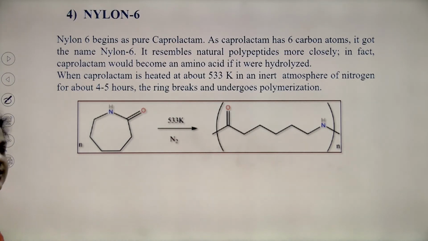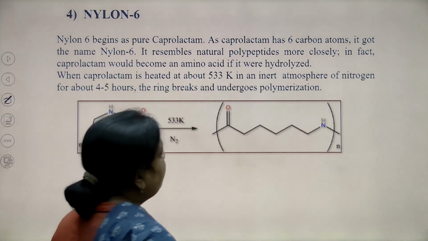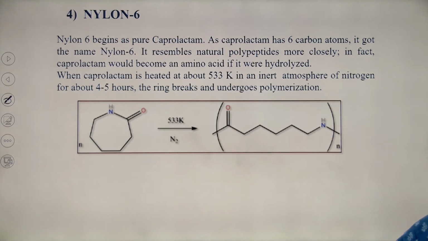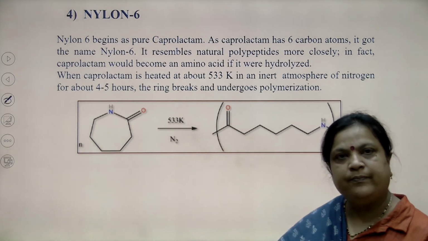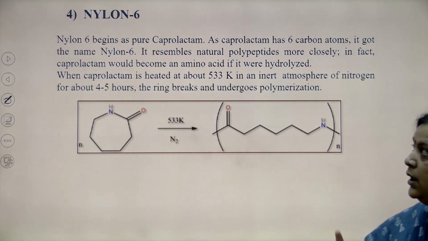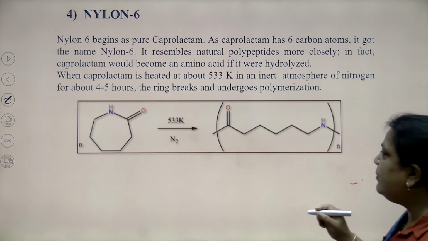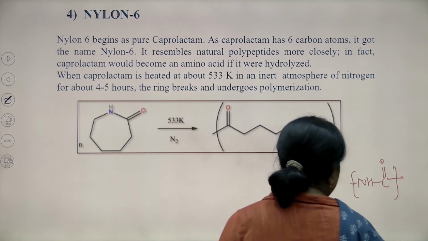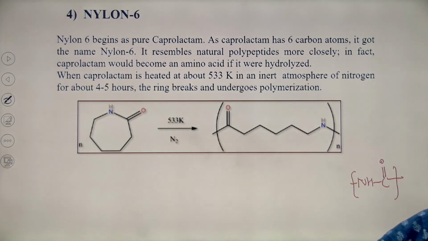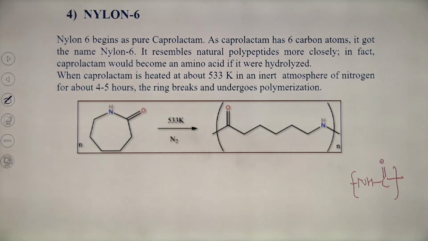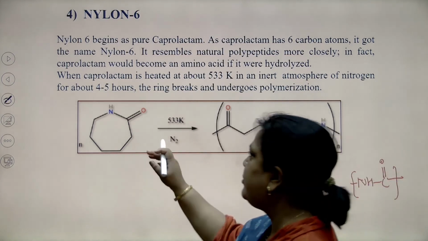First is nylon 6. This 6 shows the number of carbons in one unit, so in one unit the number of carbons should be 6. For nylon 6, the monomer is caprolactam, and this caprolactam has a seven-membered ring with 6 carbon atoms and 1 nitrogen. This nylon belongs to the polyamide series. Polyamide series means NHCO, so the nitrogen will be present with carbon. It resembles natural polypeptides. In fact, caprolactam becomes an amino acid if it gets hydrolyzed.